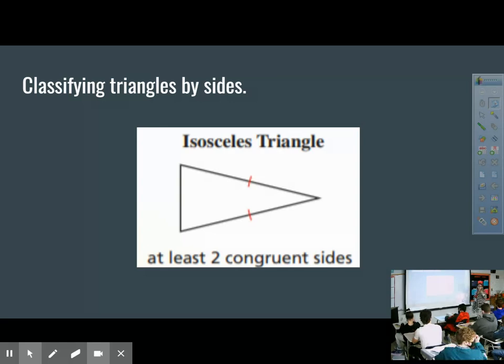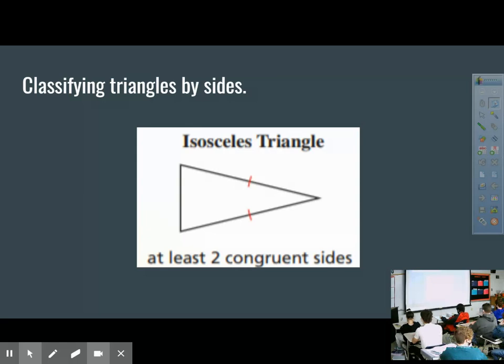If it had 3 congruent sides, it could be equilateral. Would 3 be considered at least 2? Yes, so it could be both isosceles and equilateral. It would be both. So a triangle like the Dorito? Yes.